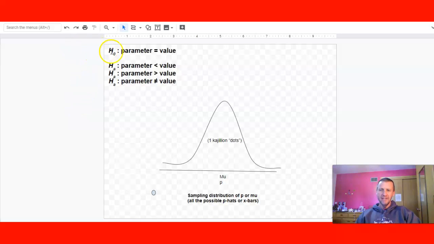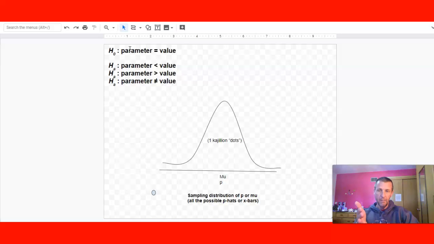Every single hypothesis test will always start with a null hypothesis in which we say we believe, or someone is claiming, that the true parameter, the true p or the true mu for something is equal to something. Mu equals 10. P equals 0.75. There will always be a null hypothesis in terms of mu or p that says, you know what, this is the value that we're starting at.